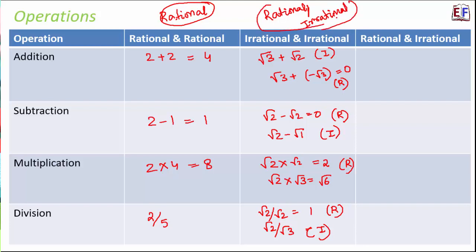Now let us look at the third case where you have one rational number and another irrational number. If you do addition, let us suppose 2 plus root 3. What is this? This is an irrational number. So you take any rational and any irrational, the sum will always be irrational. If we do subtraction like 2 minus root 3, this will be irrational. Multiplication, 2 into root 3, irrational. Division, root 2 by 3, irrational. So whenever we have one rational and one irrational number, the output is always irrational.